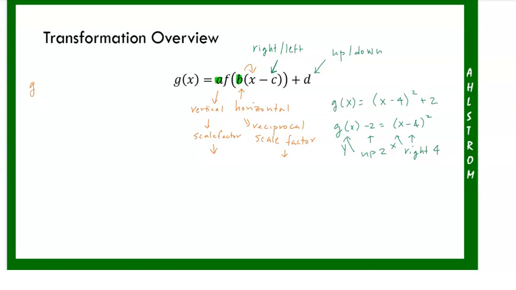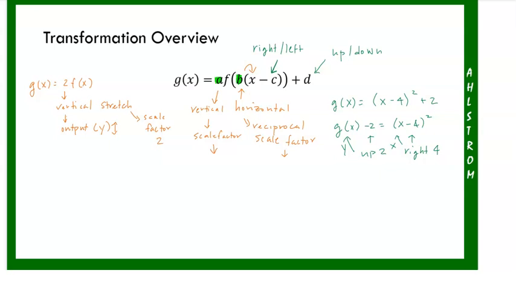So for example, if you had g of x equals 2 f of x, and this is a universal function, you see that the 2 is a vertical stretch. Why is it a vertical stretch? Because you are multiplying the output, and output is a y, and y is naturally in its state up and down. That's a vertical, and it's a stretch because that scale factor is a 2. 2 is bigger. It's going to make it bigger.